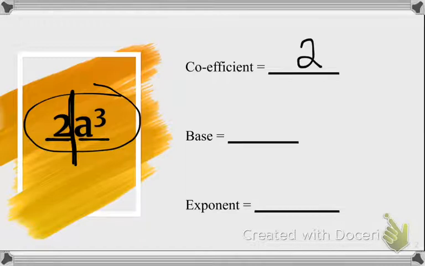The base is whatever is on the bottom of where the little exponent is. So this a is on the bottom of this exponent 3. So our base is going to be a, and our exponent here is 3.